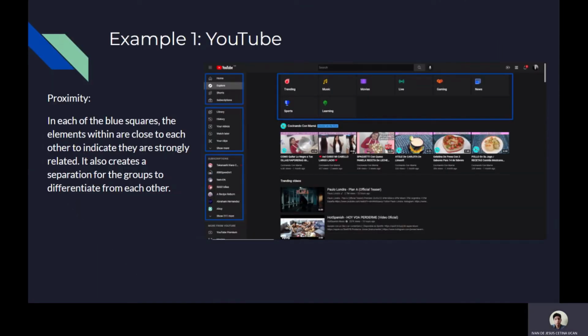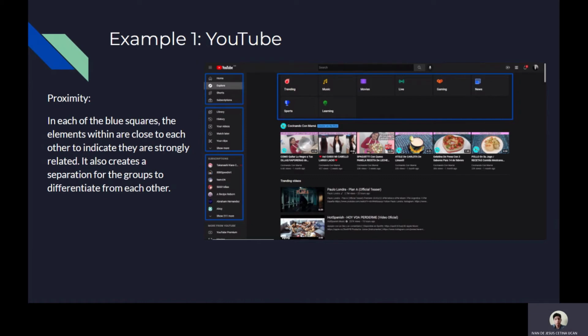For our first example, we have the interface of YouTube. In this one, we can notice an example of the proximity pattern. Here, in each of the blue squares highlighted there, we can notice that the elements within are very close to one another, indicating that those elements have a close relation to one another.